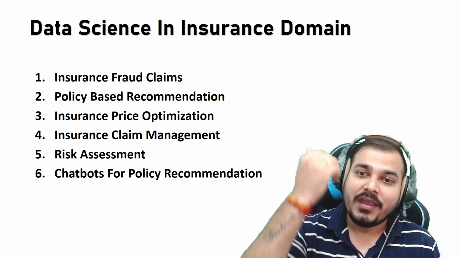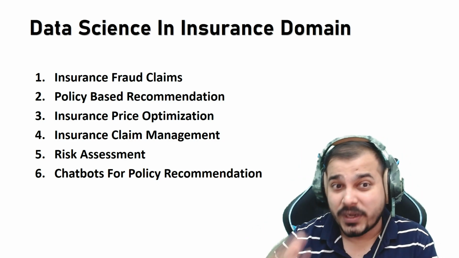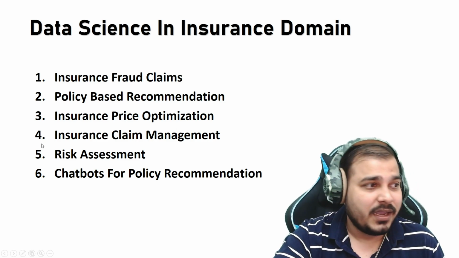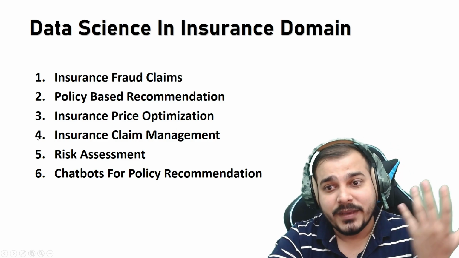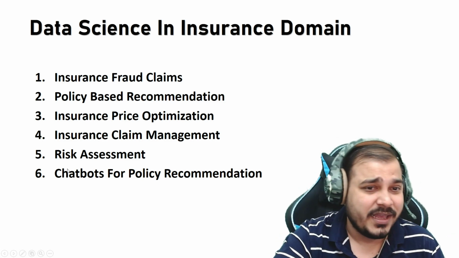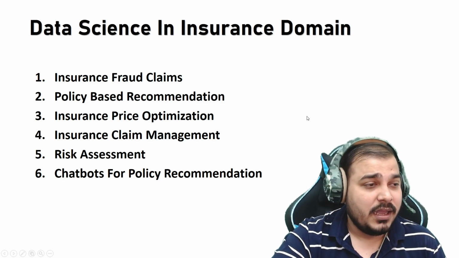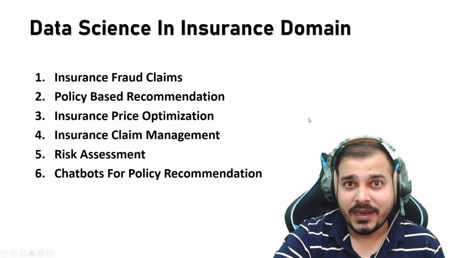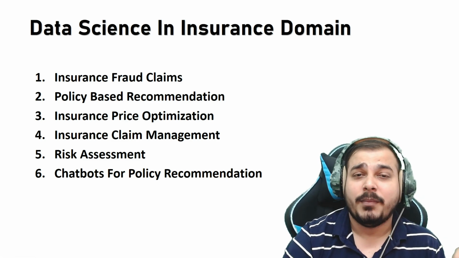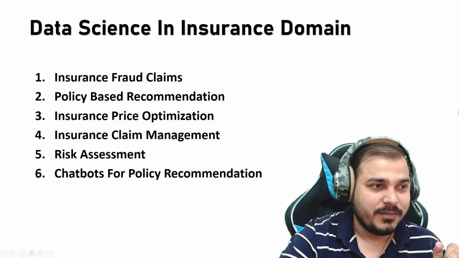So I'm telling you, in most of the insurance projects, this particular kind of use case will definitely be there. Then you have insurance price optimization. Again, based on user information, we should be able to give different kinds of prices based on health risk and all. Risk assessment, and then chatbots for policy recommendation. Now, I've written it over here. Definitely, you can go and search for all these kinds of data sets. They will be readily available. Again, please make sure that you make it an end-to-end project. That is very important.